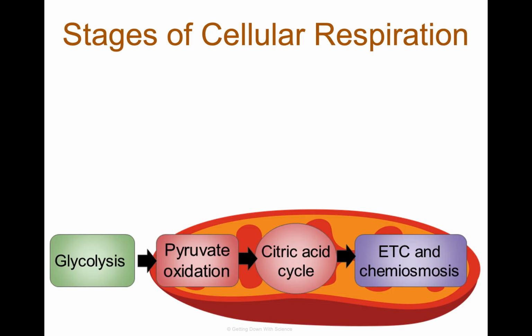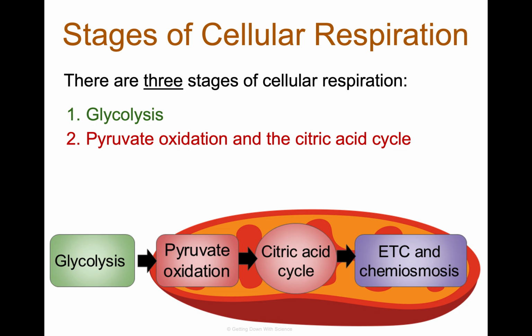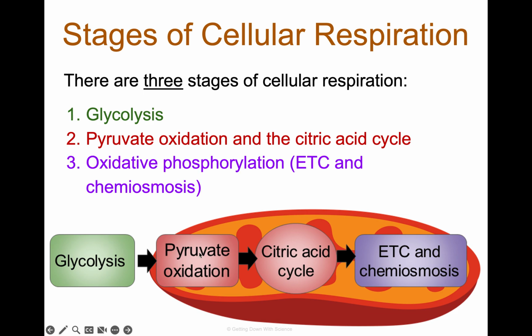So let's get into the whole thing. Here are the stages of cellular respiration. There are some stages that we need to know. There are some that take place in the cytosol, some that take place in the mitochondria. Three stages in particular: glycolysis, right over here, that takes place in the cytosol outside of the mitochondria. Pyruvate oxidation and the citric acid cycle couple together, and those happen in the mitochondria. And then finally, oxidative phosphorylation. That is a combination of the electron transport chain and chemiosmosis.